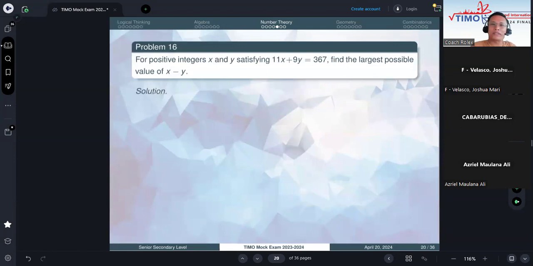I'll go to problem number 16. We have positive integers x and y satisfying 11x plus 9y is equal to 367. Find the largest possible value of x minus y. The first thing that we are going to do for this is to have 11x plus 9y equal to 367. We'll take its modulo 11.